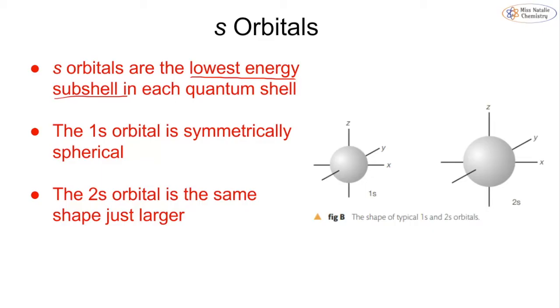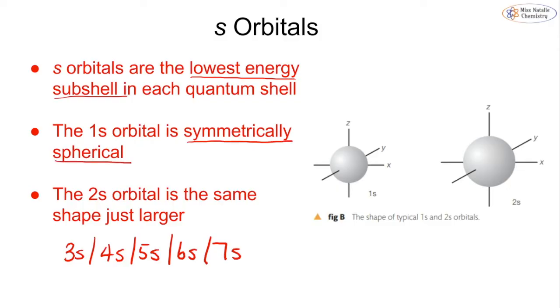And when we're writing out what orbital we're talking about, we put the number of the quantum shell in front of it, then the letter, either S, P, D, or F. So when we're looking at the 1s orbital, we can see that it is a symmetrical sphere. The 2s is the same shape, just larger. And this is then the same for the 3s, the 4s, the 5s, the 6s, and the 7s. They are all this symmetrical sphere shape, but they just simply get larger and larger as you go down the quantum shells.